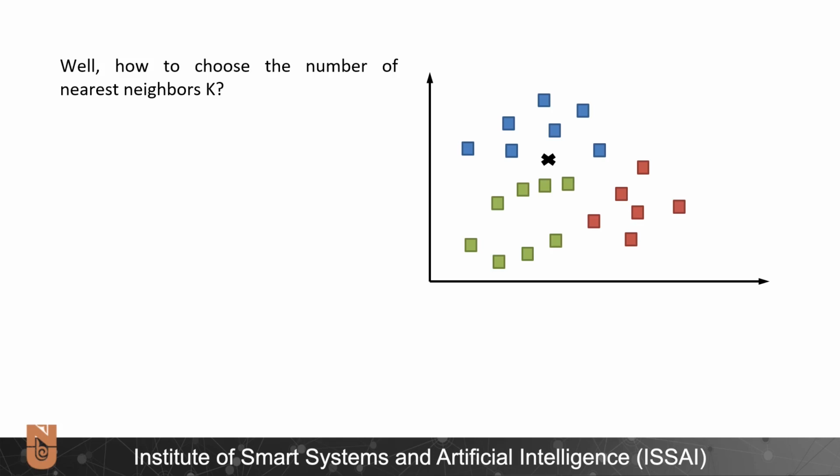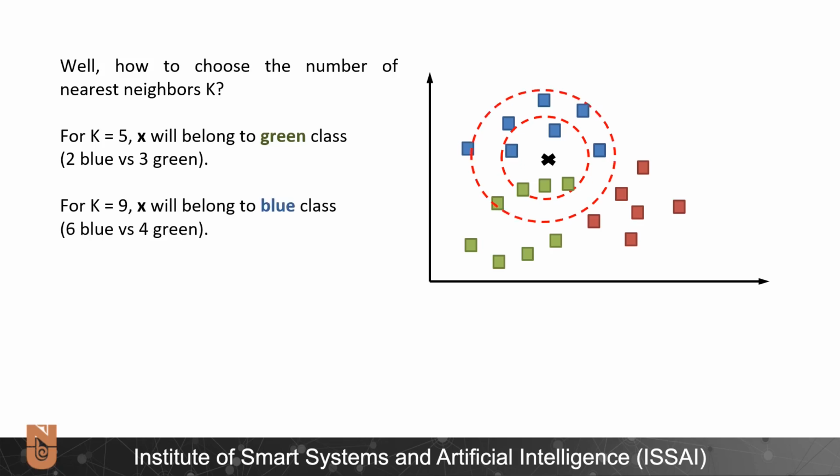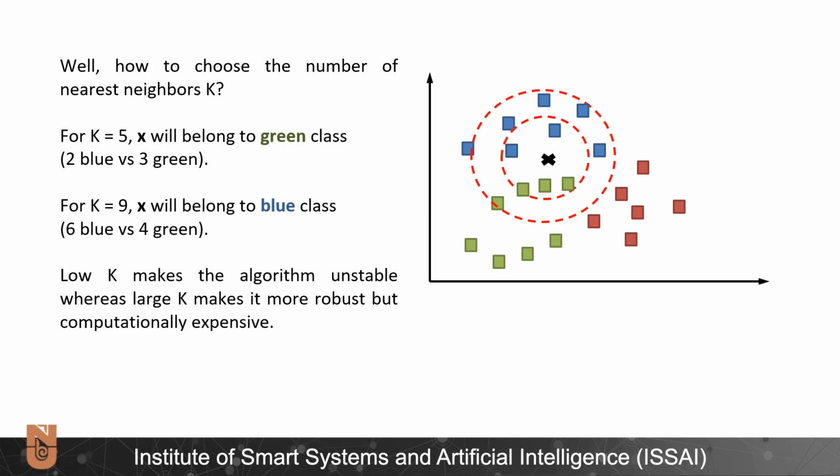How to choose the number of nearest neighbors k? Let's consider this plot. If we choose k equal to 5, X will belong to green class, since we have 2 blue versus 3 green within the dashed circle. And if we consider 9 nearest neighbors, X will belong to blue class, since we have 6 blue versus 4 green. Low k makes the algorithm unstable, whereas large k makes it more robust but computationally expensive.